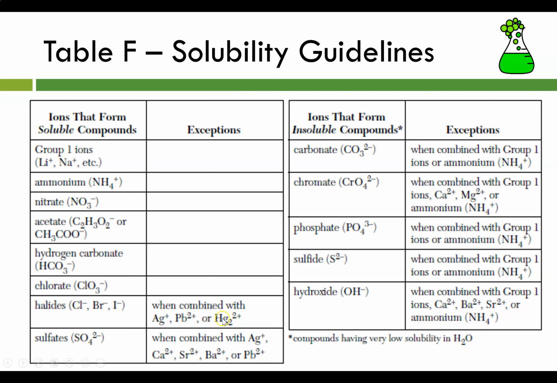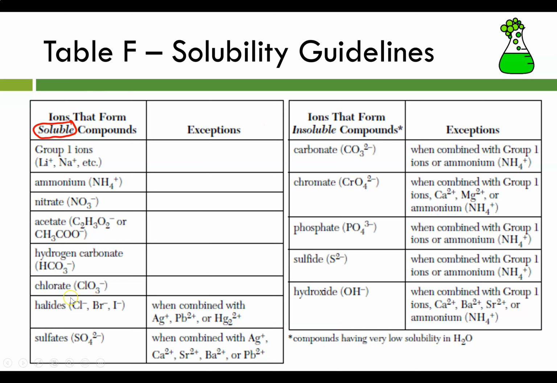All the way over on the left, we have ions that form soluble compounds. So these are ions that usually when they're present in a compound, that compound will be soluble, or will dissolve in water. So for example, anytime we've got a group 1 ion, lithium, sodium, potassium, rubidium, etc., odds are that's going to be a soluble compound. Same with ammonium, nitrate, so on and so forth. I know you can read.